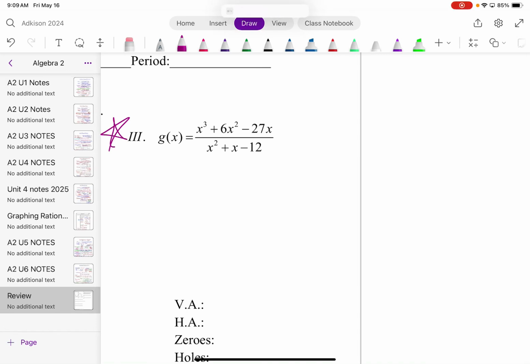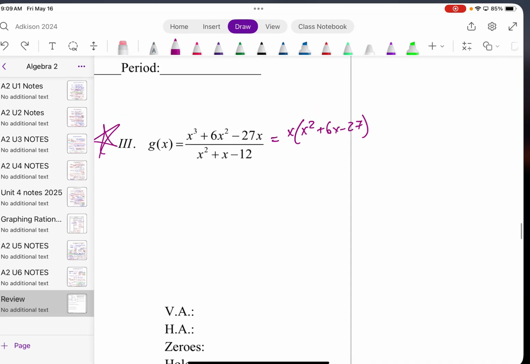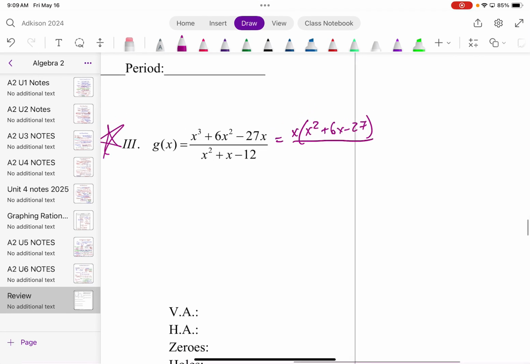So what's your first step on these? The factor. Yep, factor as much as you can. So pull out an x first. And then what? I'm going to go ahead and factor the denominator. But we can still factor the numerator further to what?